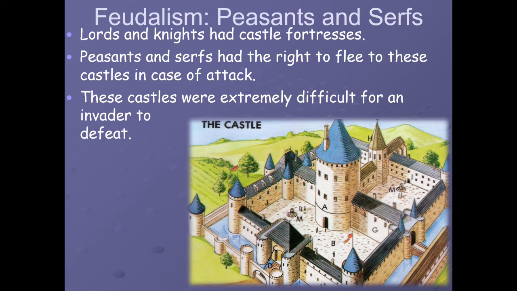Lords and knights had castle fortresses. Peasants and serfs had the right to flee to these castles in case of attack. So these castles were extremely difficult for an invader to defeat.